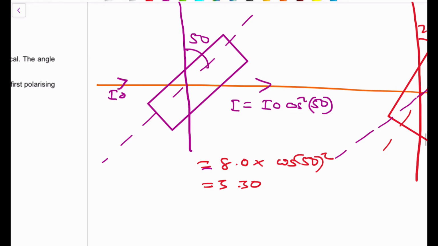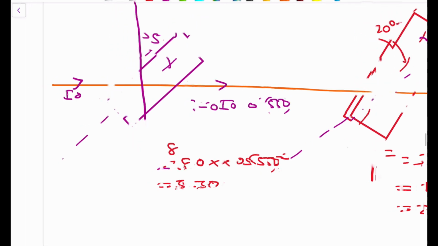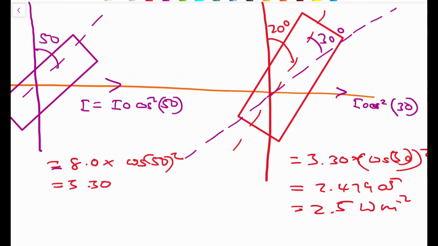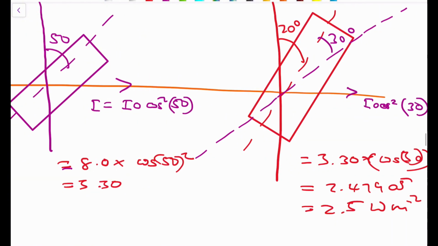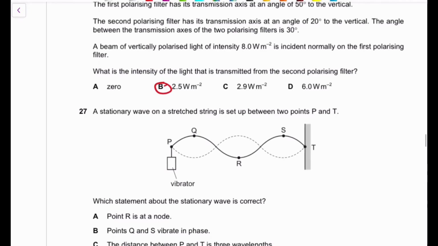So basically, 8.0 times cos squared of 50 is going to be that intensity, which is my initial. The other one is cos squared of 30, so 3.3 times cos squared of 30. That's going to be 2.5. So the answer is going to be B, basically.